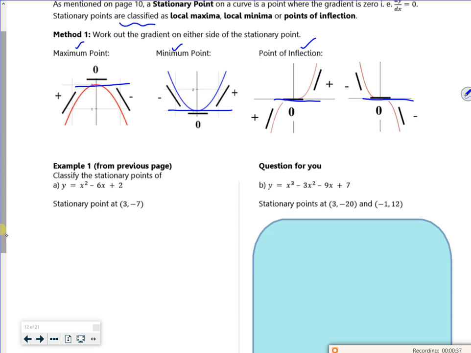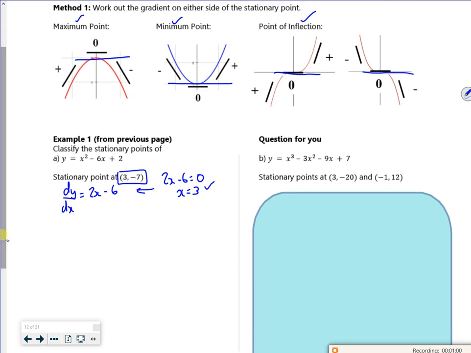So if we just differentiate this x squared minus 6x, we know that dy by dx is 2x minus 6. Now if I solve, it says it's stationary at 3, minus 7. So if I'd put 2x minus 6 is equal to 0, so that's when the gradient's nothing, you already got 3, and that tells you what it said. So what I do is I want to look on either side of it.